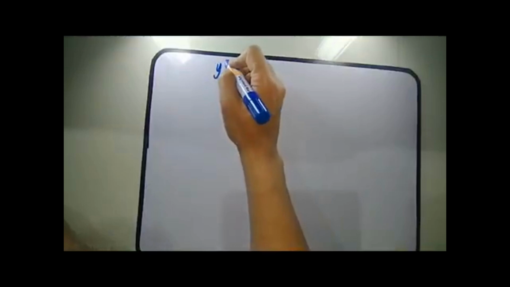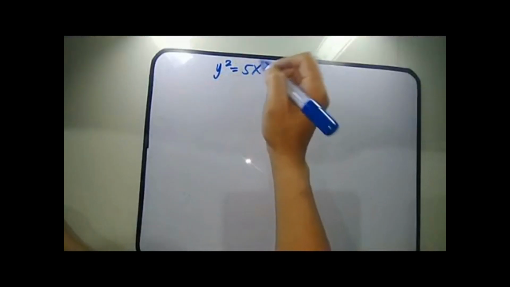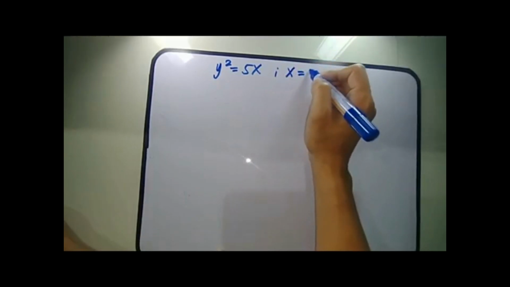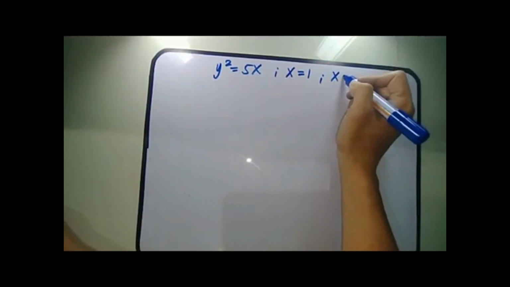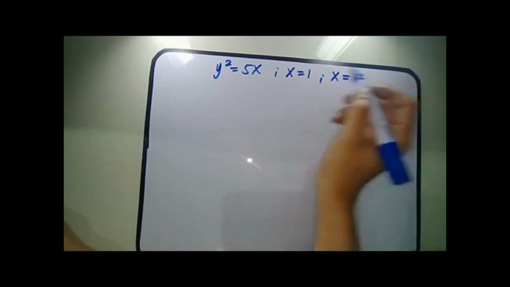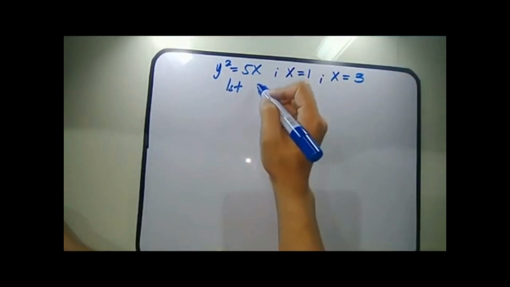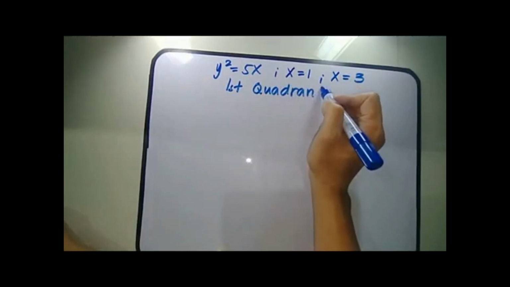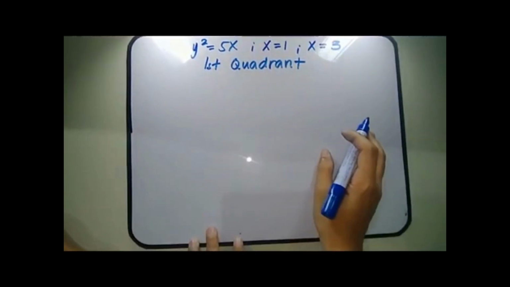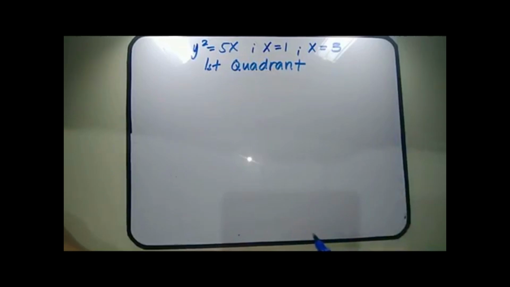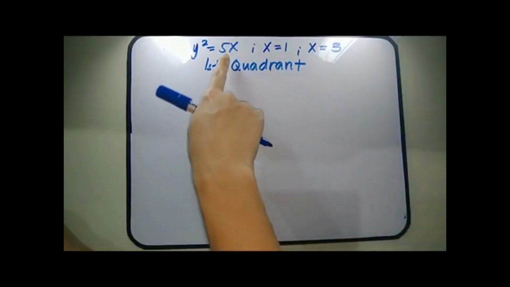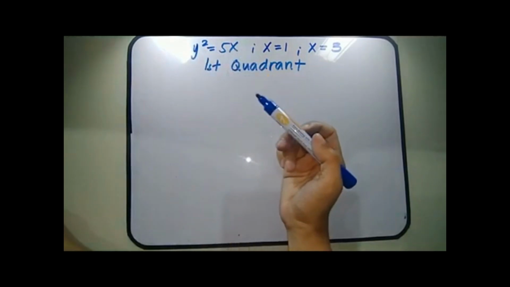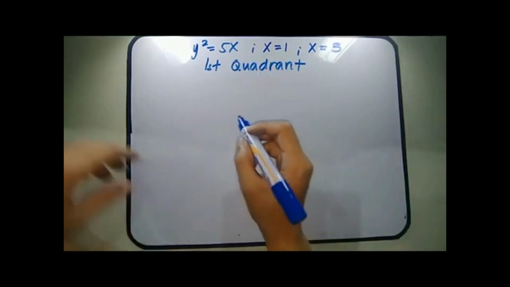In this next problem, we have y squared is equal to 5x, and we have these lines, x is equal to 1 and x is equal to 3. You're required to find the area bounded in the first quadrant. First step, guys, graph the curves. This is y squared, therefore your vertex must face the y-axis. It's either to the left or to the right. Since x is positive, this is facing right.